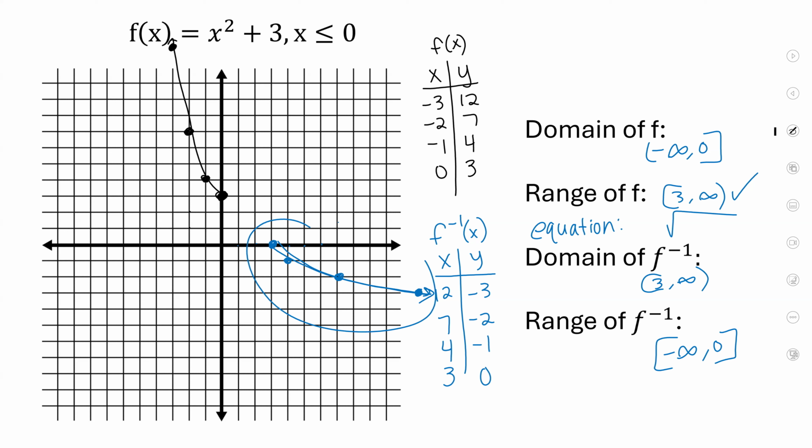This inverse, it's facing down. So what should I have? Negative, and it went which direction? To the right. So I need a minus. Thank you, Aiden. All right, so that's my equation.